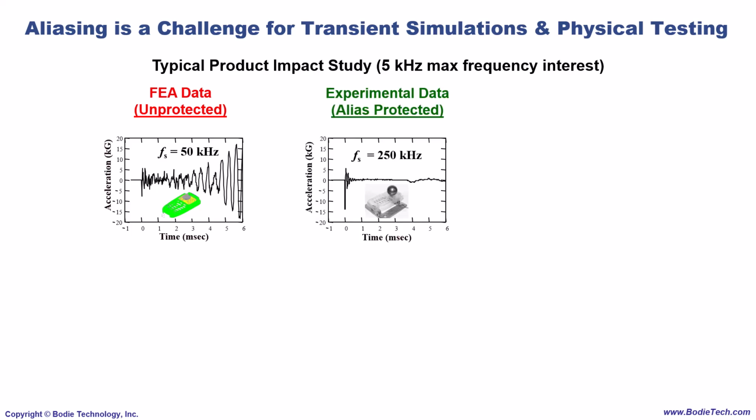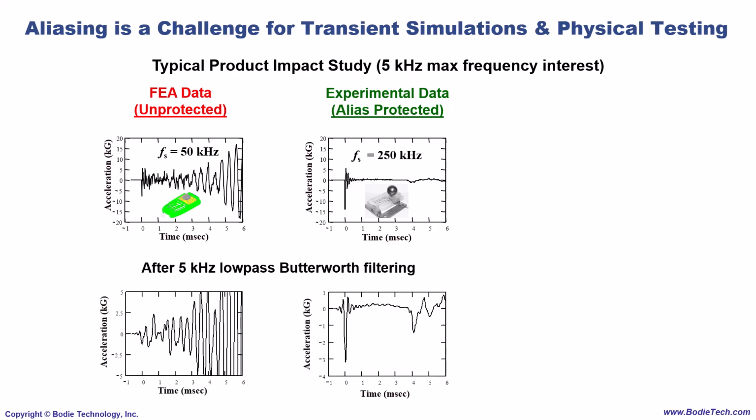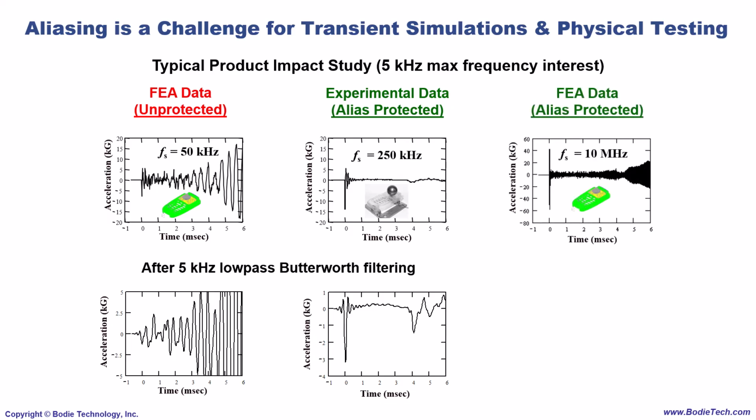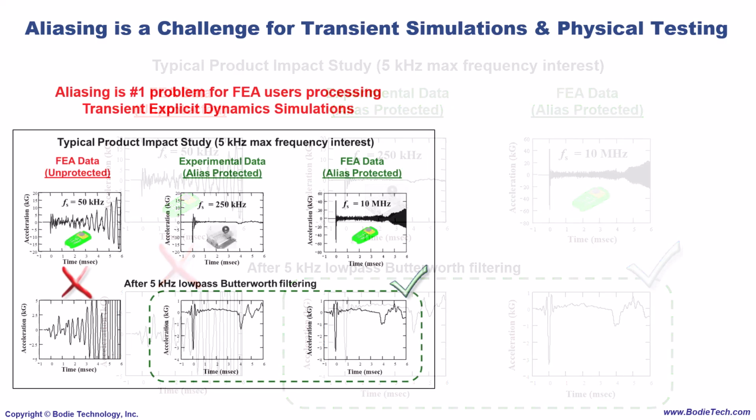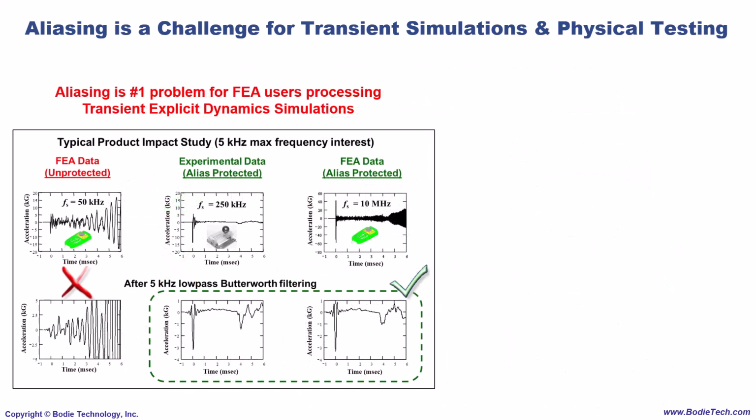The physical test data of the same event looks totally different from the simulation. After applying a 5 kHz low-pass filter to both datasets, the results are a disaster. No correlation whatsoever. Our training will teach you how to output the data from the simulation properly, avoiding aliasing, so that when you apply an appropriate low-pass filter, you can achieve amazing correlations between tests and simulations. Aliasing, like shown here, is the number one problem for the simulation community.